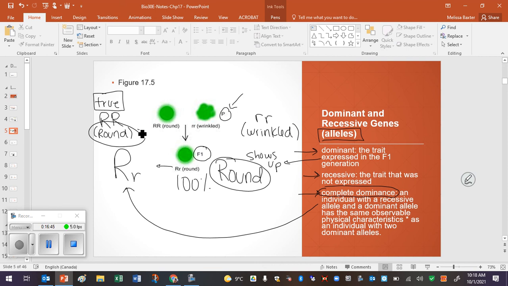I wouldn't know just by looking at them, oh, that one had two copies of the round allele and that one only had one. So in complete dominance, if you have one copy of the dominant allele, that is the trait that you see fully and completely, and you don't see the recessive trait.